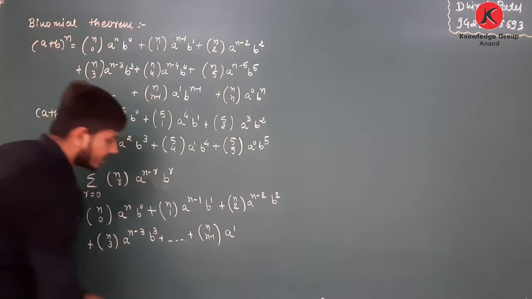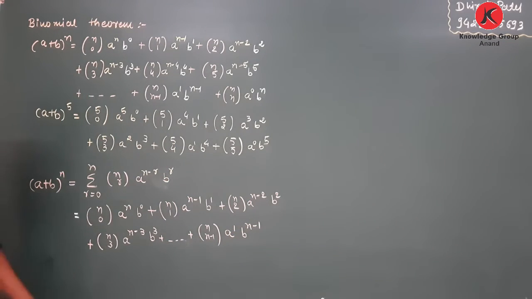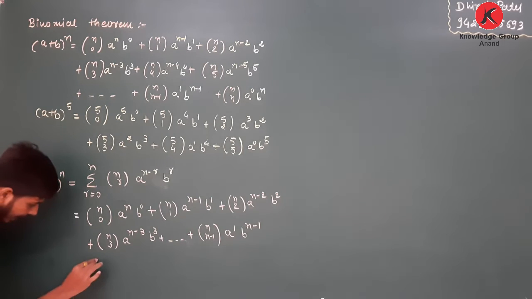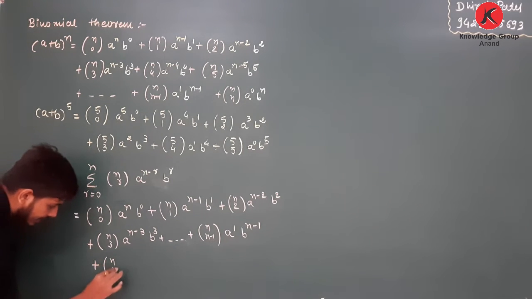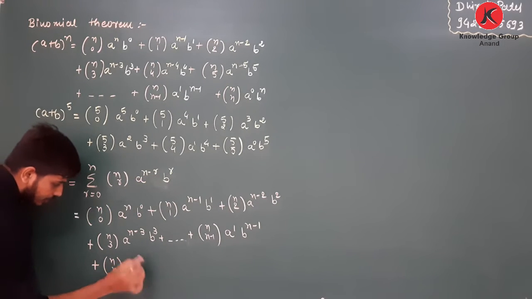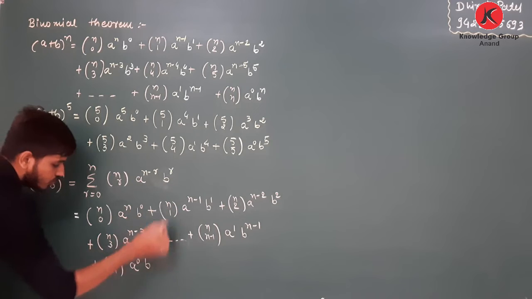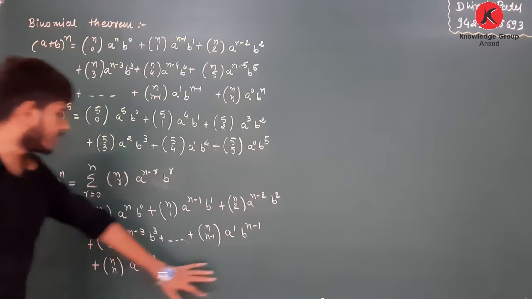a raised to 1 into b raised to n minus 1, and the last term is r equals n. By putting r equals n, we get plus nCn a raised to n minus n, that means 0, b raised to n. Okay, so this is the binomial expansion.